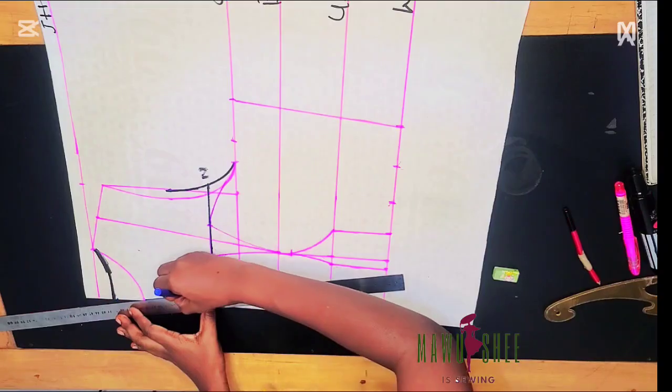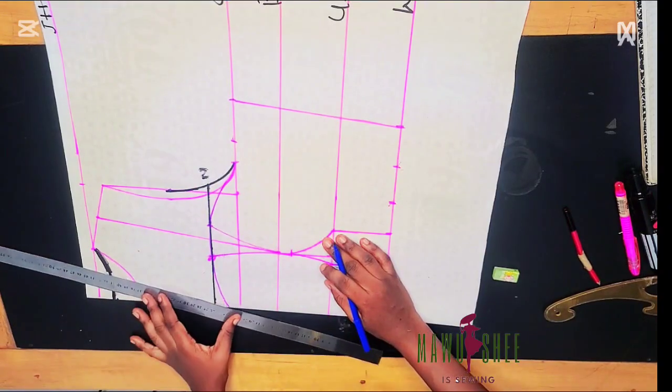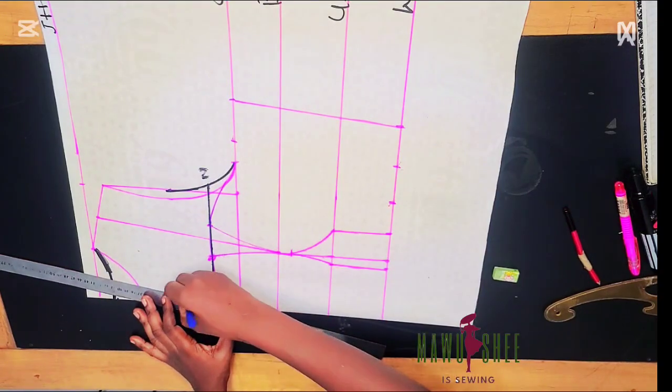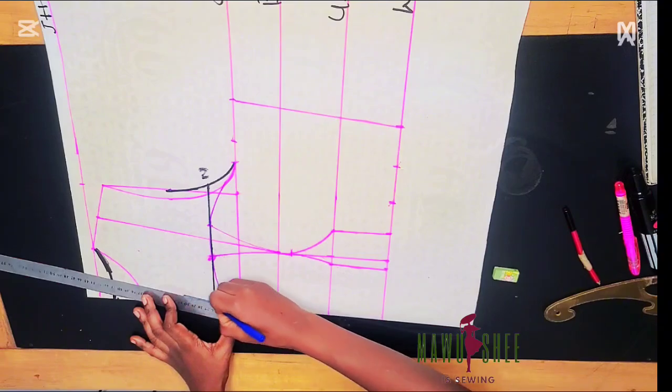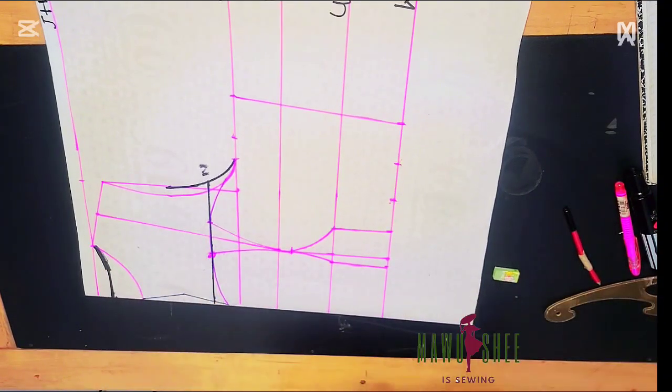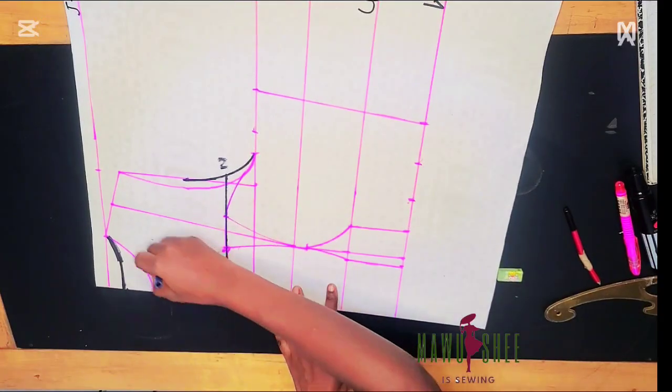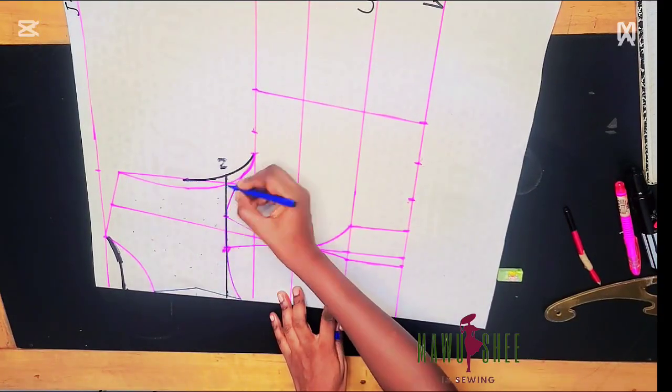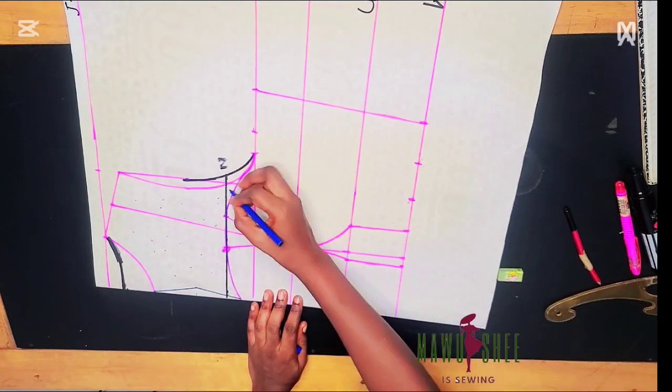Connect it to the center front, the middle. Okay, and then connect it to the neck depth. It will form something like a triangle. Okay, as you see here. So this is it. This is the yoke, the keyhole, sorry. Yeah, and the yoke.